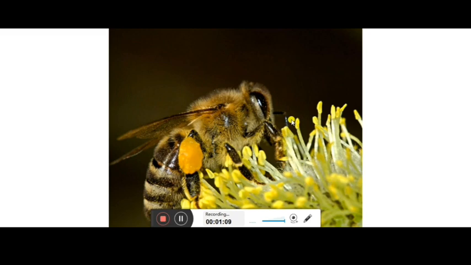Starting from the insects, here you will see that one honeybee is there. The honeybee is known as the most common pollinating agent. Honeybees do more pollination than any other insect. Why? Because they collect the nectar from the flowers to make the honey.